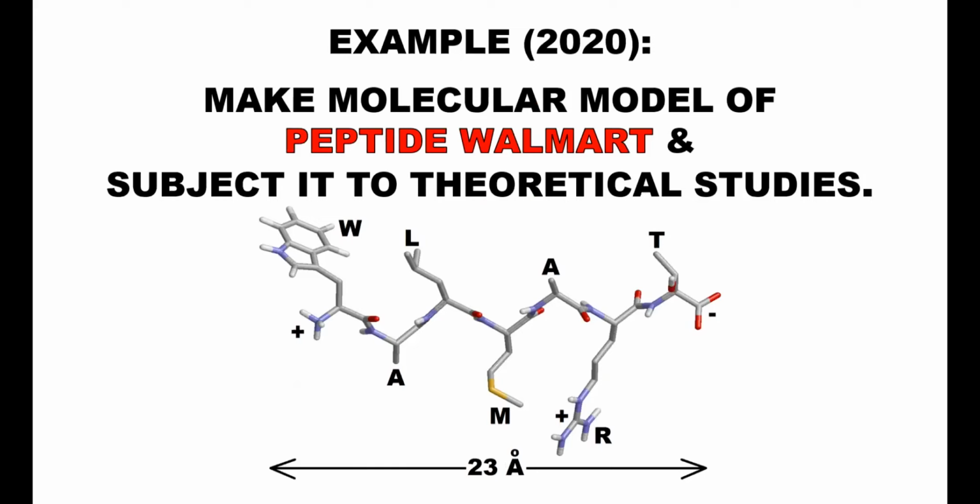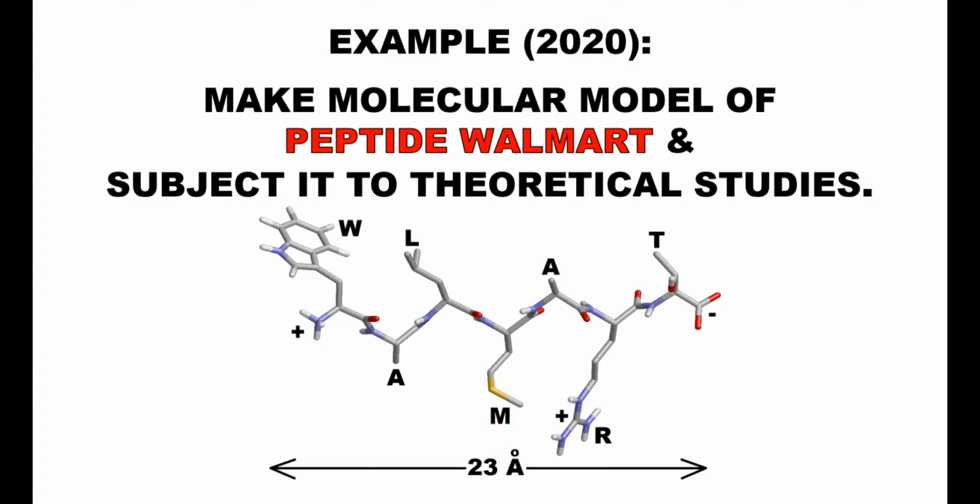Another type of theoretical study that can be done is to make molecular models of the peptides. And this was done in 2020, and one of the models generated is shown at the bottom of this slide. If we look on the left-hand side of this stick figure diagram for peptide Walmart, we can see the letter W adjacent to the structure of tryptophan. If we move slightly to the right and down, we have the letter A adjacent to the structure representing the amino acid alanine.